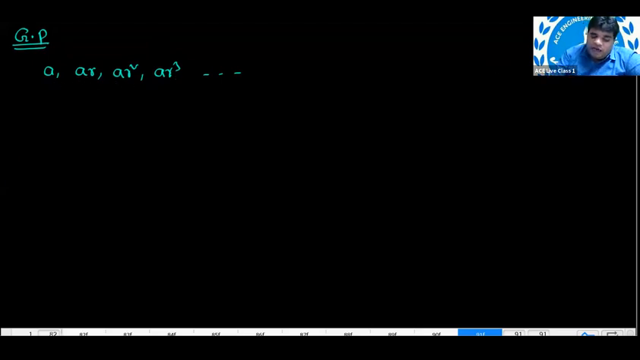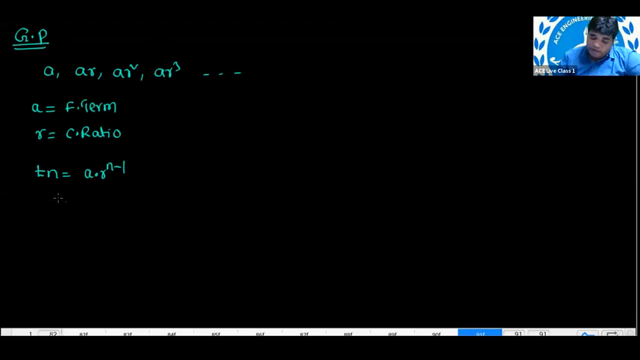A and R square like that. So A is called the first term. R is called the common ratio. So Tn is equal to A into R power n minus 1.